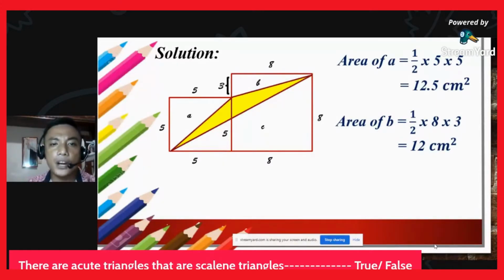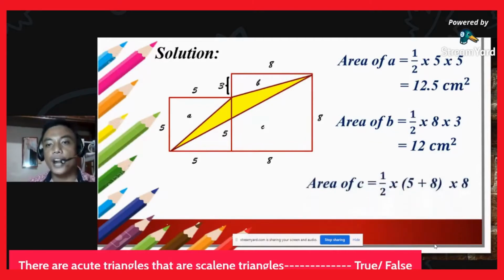Next, the last triangle, the area of triangle C. What is the base of the triangle? As we can see, the base is simply the sum of 5 and 8, and its height is 8. Therefore, the area of triangle C is simply equal to 1/2 times the sum of 5 plus 8, which is 13, times 8, and the answer is 52 square centimeters. So that is the area of the three unshaded triangles, A, B, and C.